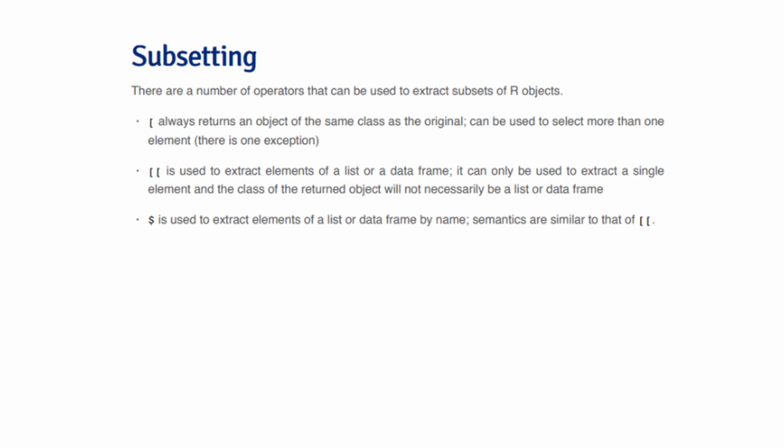The $ sign is used to extract elements of a list or a data frame that have a name. Very similar objects can have names, and one of the reasons you use names in an object is so that you can reference elements of the object by the different names. Otherwise, the semantics of the $ sign are similar to the double bracket in the sense that when you use the $ sign to extract an element of an object, it may or may not be of the same class as the original object.